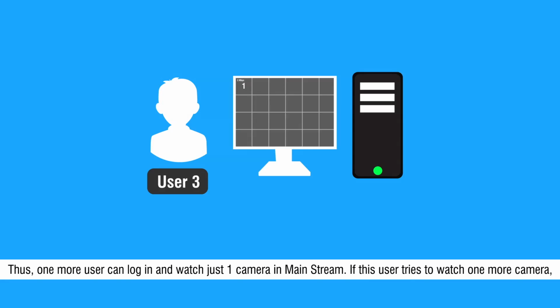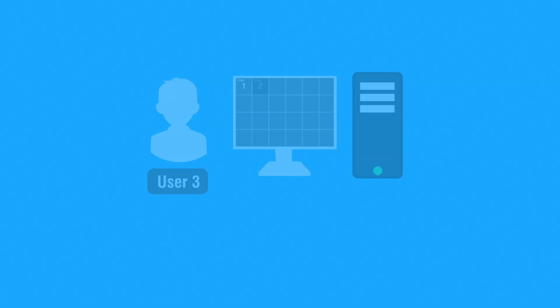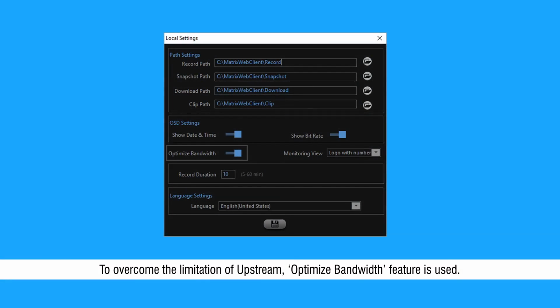Thus, one more user can log in and watch just one camera in mainstream. If this user tries to watch one more camera, the device may drop frames or live view of cameras can get stuck for a while. This is solely because the upstream of the device is reaching its limit. To overcome the limitation of upstream, optimized bandwidth feature is used.